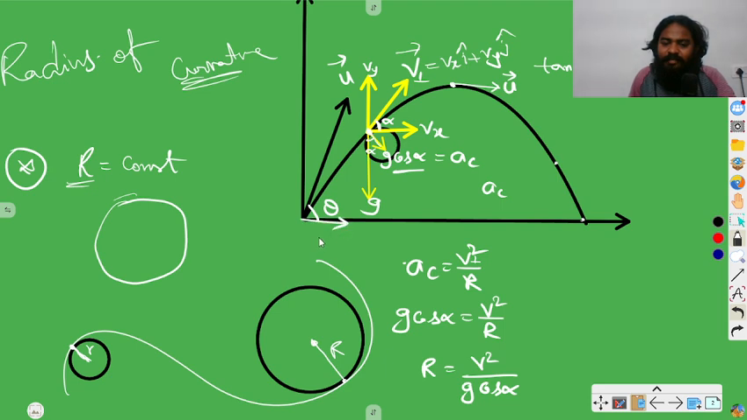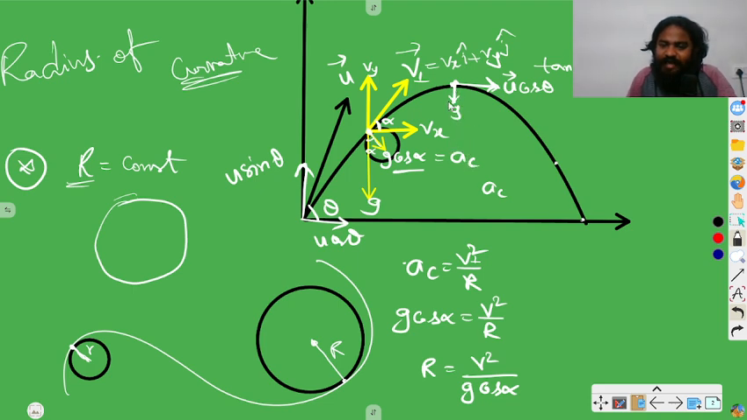In this direction it will be u cos theta, and the initial velocity along the y axis is u sin theta. Here you should remember that the horizontal component never changes. So this is u cos theta, and directly you can find it out here.